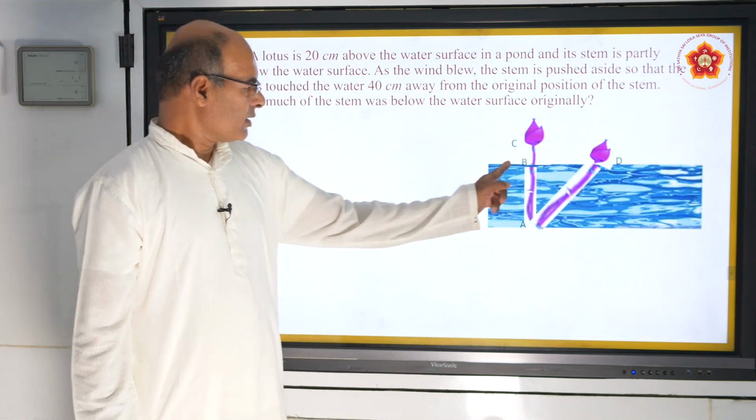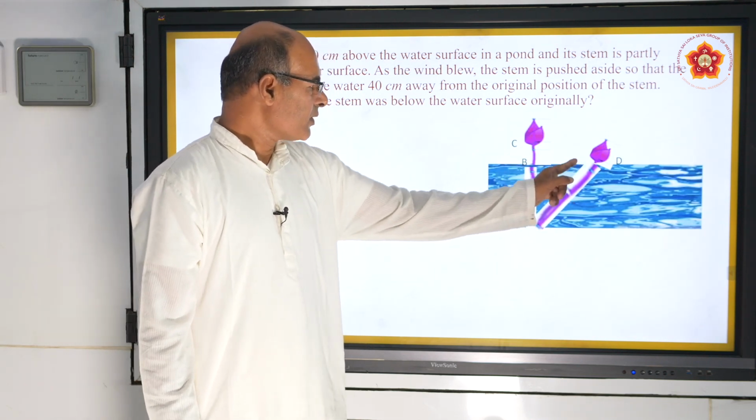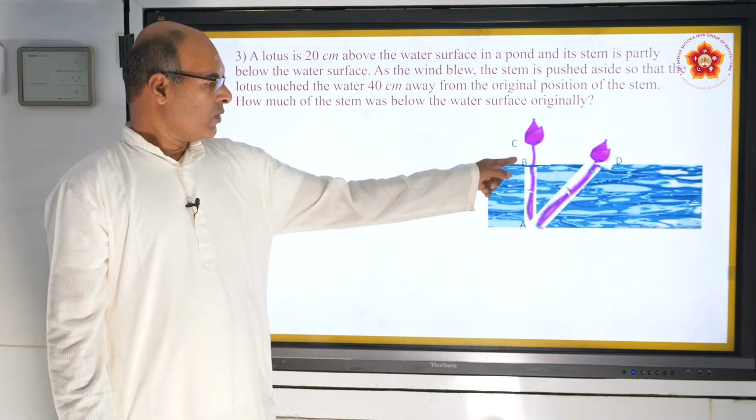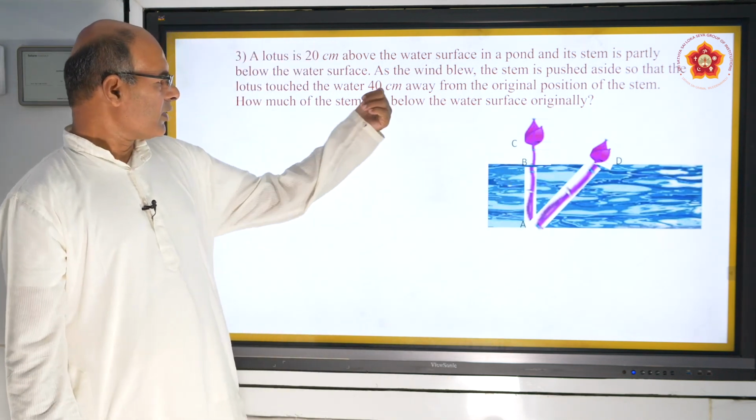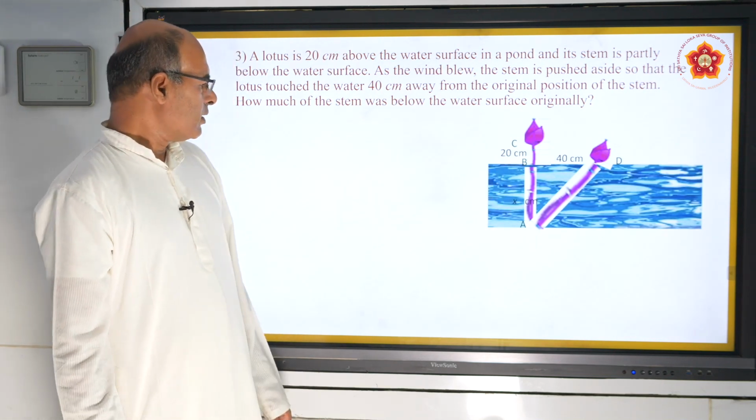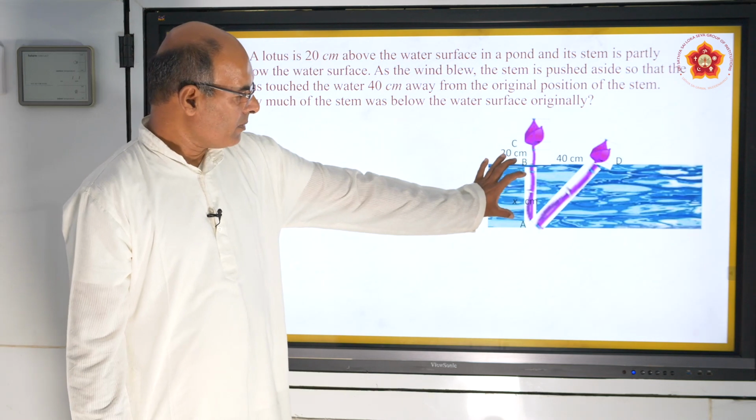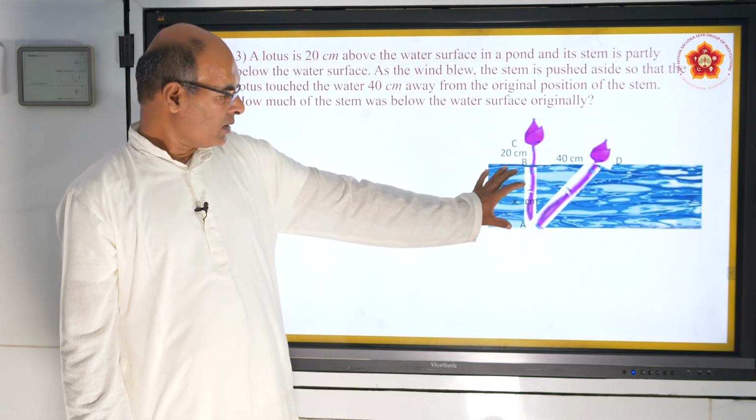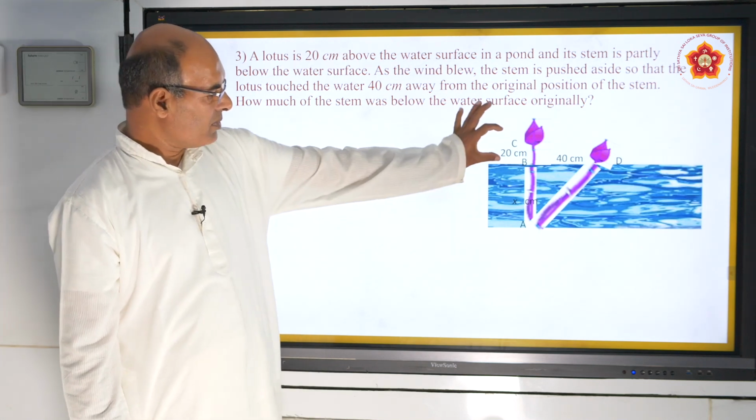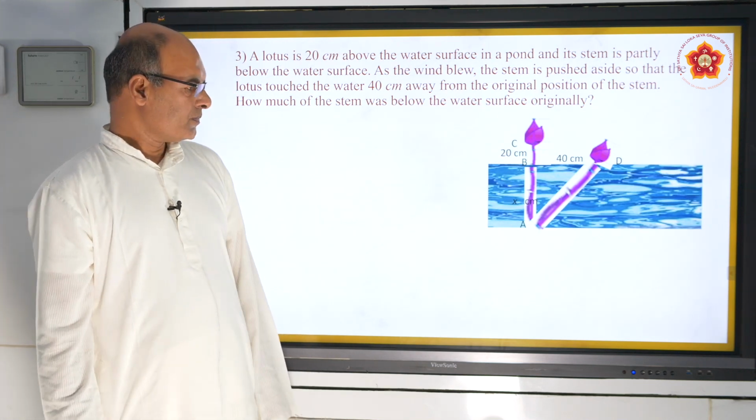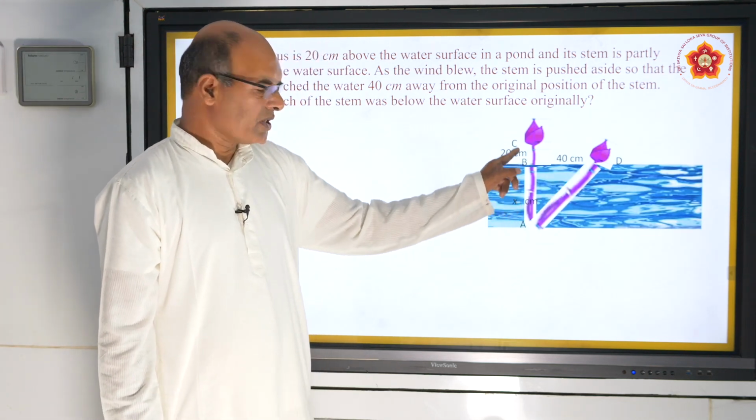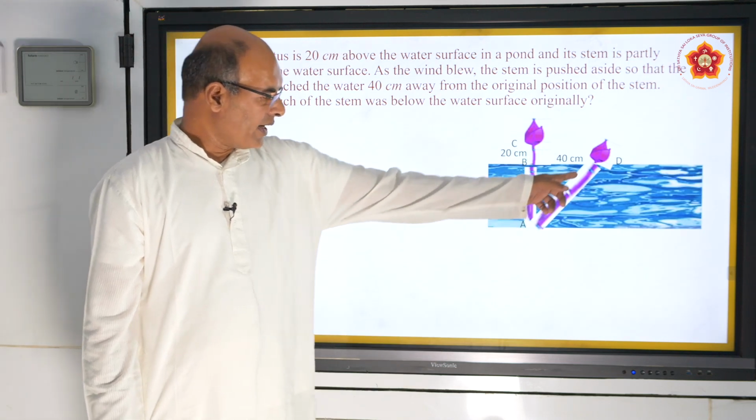It is given that this distance is 40 centimeter. The flower touched the water at a distance of 40 centimeter away from the original position of the stem. What we have to calculate is this length. Let us take AB as x centimeter. It is given that BC is equal to 20 centimeter. So therefore, AD is equal to x plus 20. The length of AD is x plus 20.